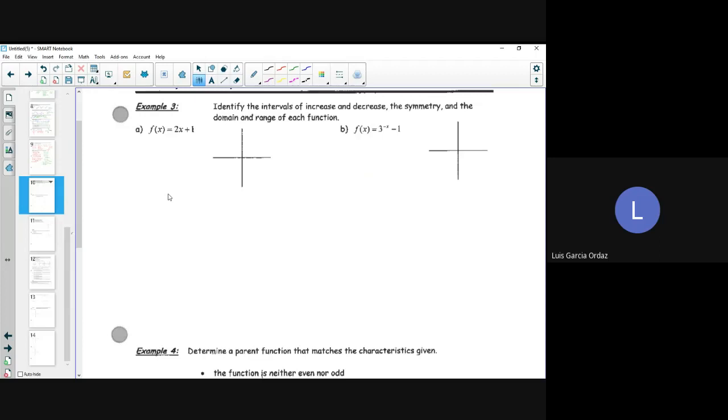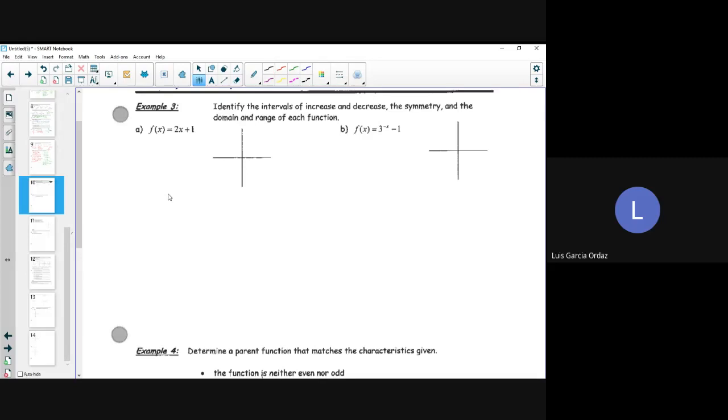That's it. So we want to identify the intervals of increase and decrease, the symmetry, and the domain and range of each function. These are questions that will probably take you a decent amount of time on a test. Not because they're hard, but because they're tedious, since you have to do 5 different things. But we're going to take these on. So the first one we have is f of x equal to 2x plus 1.